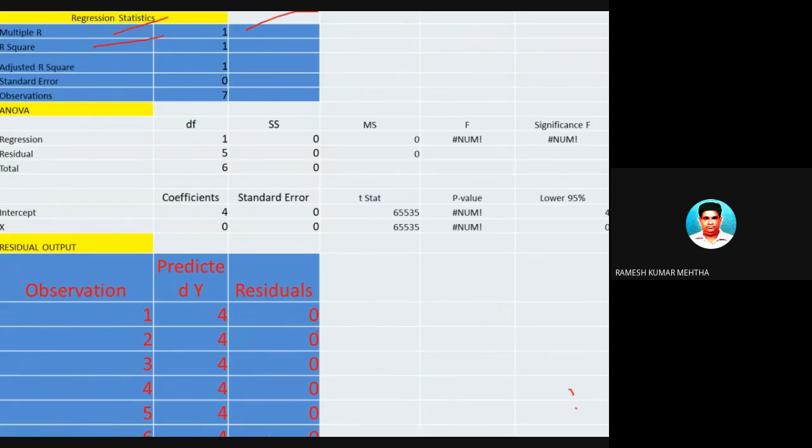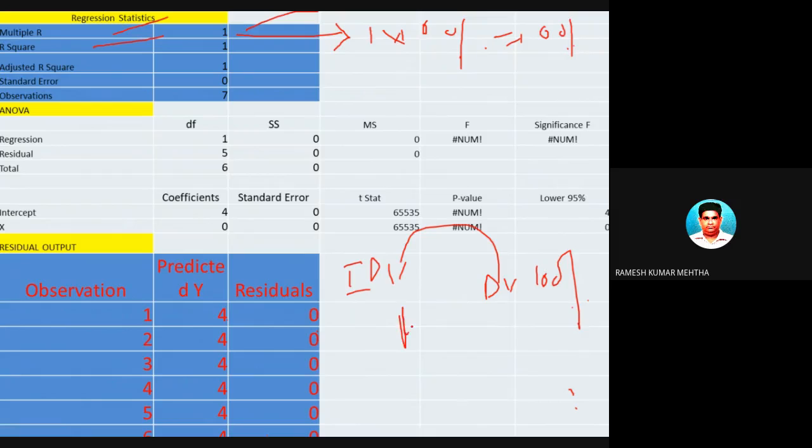Now, how do you get 100 percentage? When I am talking about multiple R, you convert it into percentage. That is 1 into 100, that is 100 percentage. It means that the independent variable will be able to predict the dependent variable with 100% accuracy as far as this model is concerned. When applied, this model will predict the dependent variable 100% accurately. Means the independent variable which we studied will accurately measure the outcome variable, which is the dependent variable, marks.